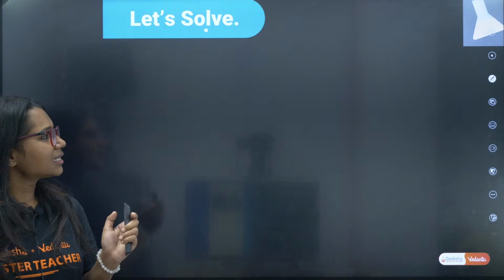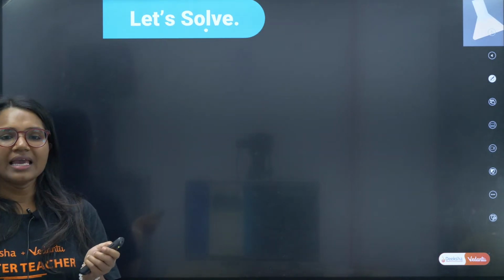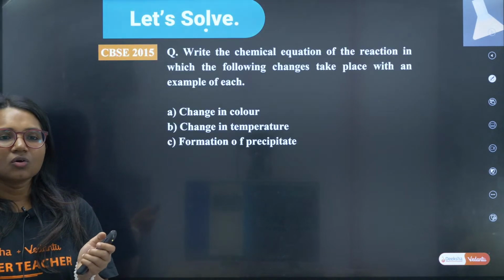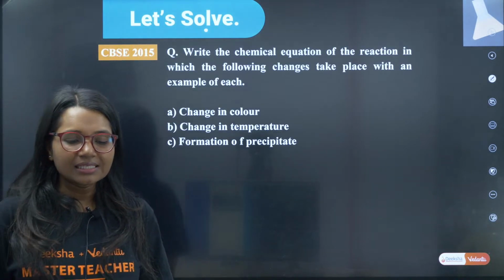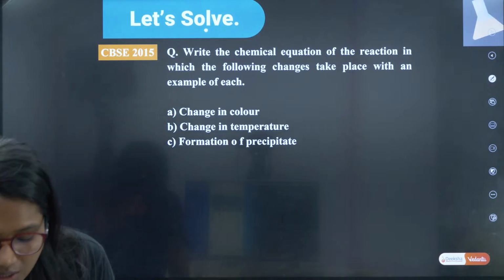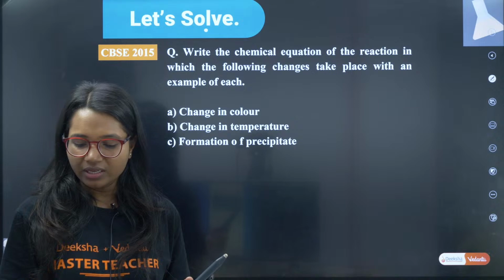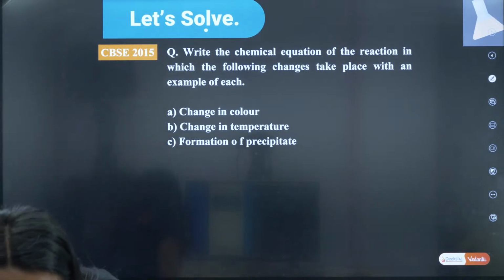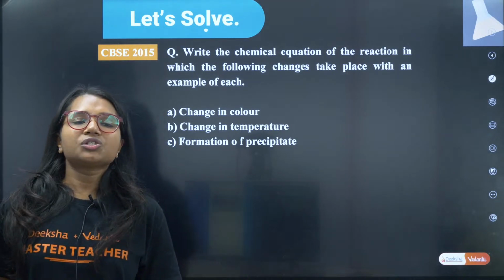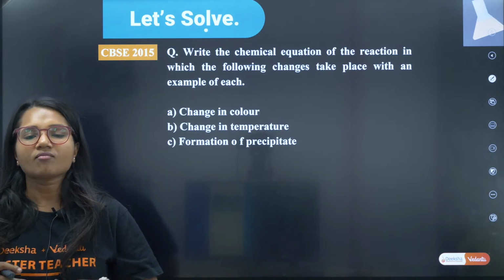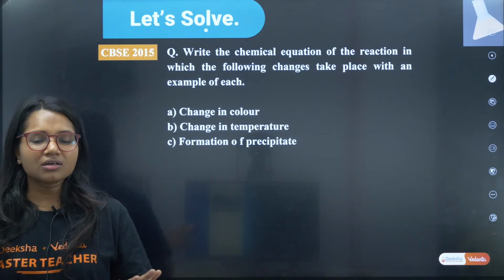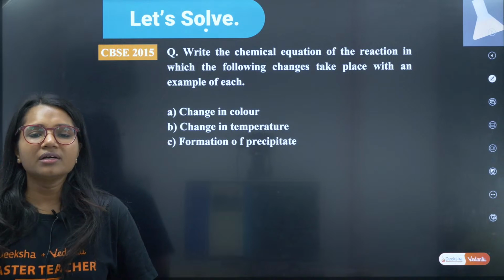Next. So here is the next question. This is a question from CBSE 2015. So who is going to read this question and tell me? Just have a look.